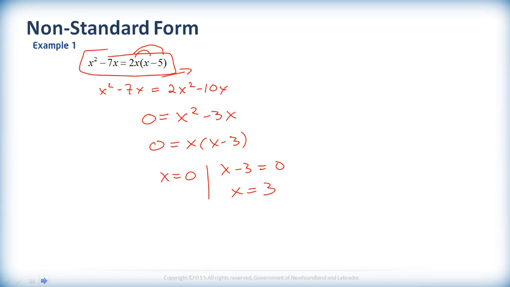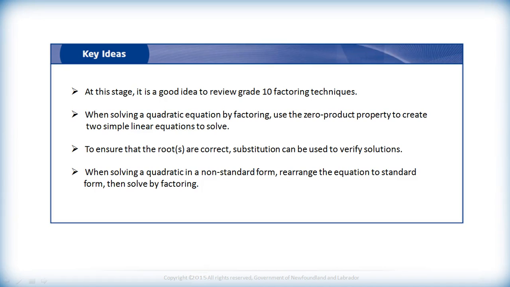All right. So it's a good idea to review your grade 10 factoring. If you haven't got that down cold, you're going to get in trouble now. So it's time to go back and review all that. So we use the zero product property to create two simple linear equations to solve. We can always substitute them back in to check that we're right. And when we solve a quadratic in non-standard form, just rearrange the equation to standard form and then go for your factoring. Good luck. Hope that helps.